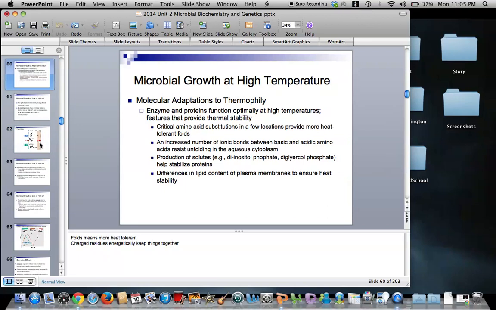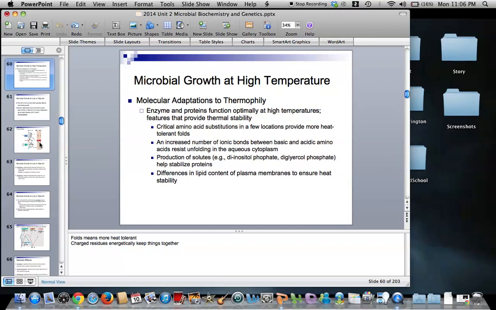Microbial growth again. So, let's remember the alpha helices, more polar bonds, the fewer weak bonds, and the decreased interaction between domains are first things we know. Some other adaptations: enzymes function at the higher temperature, thermal stability, so critical amino acid substitutions, increased number of ionic bonds between basic and acidic amino acids, resist unfolding, production of solutes, help stabilize protein, and differences in lipid content. Alright, so we're just going to have to recognize those if they come up.